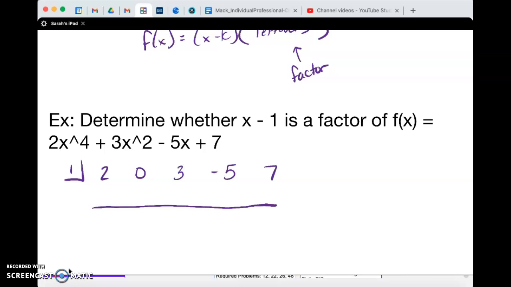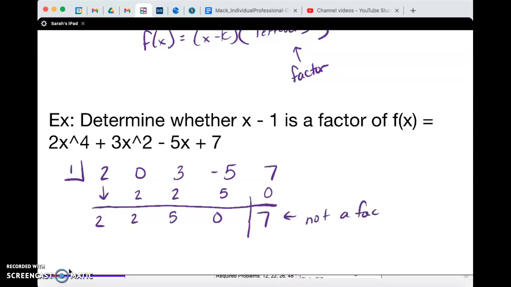Alright, so we're hoping for a 0 for our remainder to prove that it's a factor anyways. So the first thing, drop the 2 down. And then what do we do? Multiply. Add. Okay, so is x minus 1 a factor of f of x? No, because we had a remainder of 7, so this is not a factor.